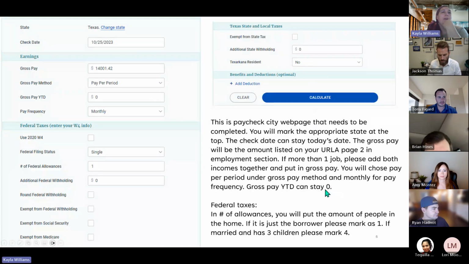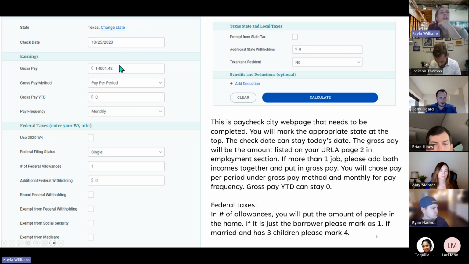All right, this is what Paycheck City looks like. The web link works, I made sure. This is what it will take you to. You're going to mark the appropriate state. I have Texas in here. This check date doesn't matter. It can be today's date. They're not going off of the check date.